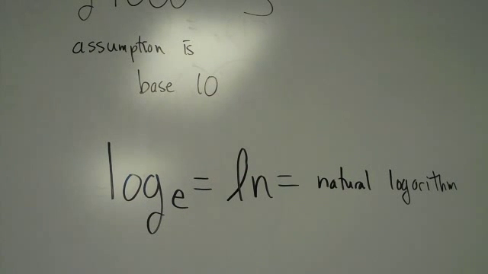Now, your calculator, if you take a look at your TI-83, only has two logarithm-related buttons on it, and these buttons, what are they, Amy? Log and ln. So your calculator will only deal in base 10 and base e. So how do you get it in the other base? We're going to learn that in a sec.